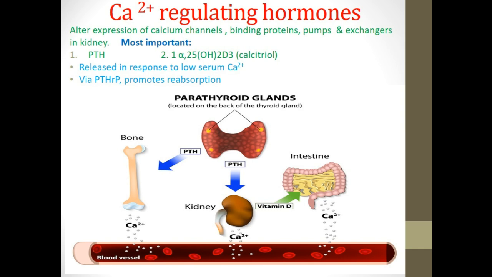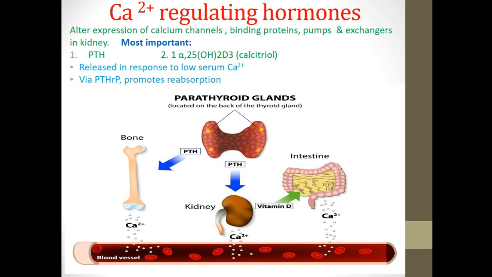So this hormone is going to alter expression of calcium channels. These calcium channels are there in the plasma membrane of the cells. Then calcium binding protein, which we have already seen, binds with the calcium in the lumen of the intestine and transports that calcium from one side to the other side, to the blood. Then calcium pumps, they are ion pumps present in the plasma membrane. Then we have ion exchangers in the kidney cells. So all these are areas where this hormone is going to influence.